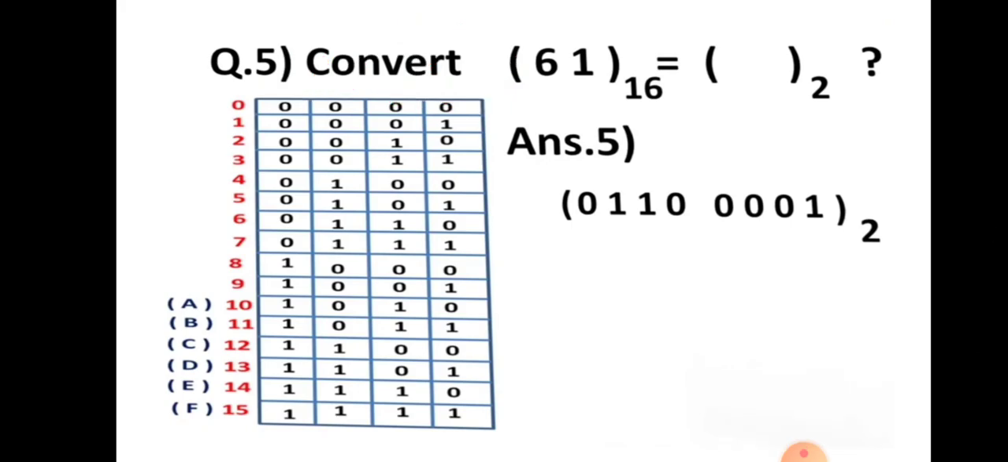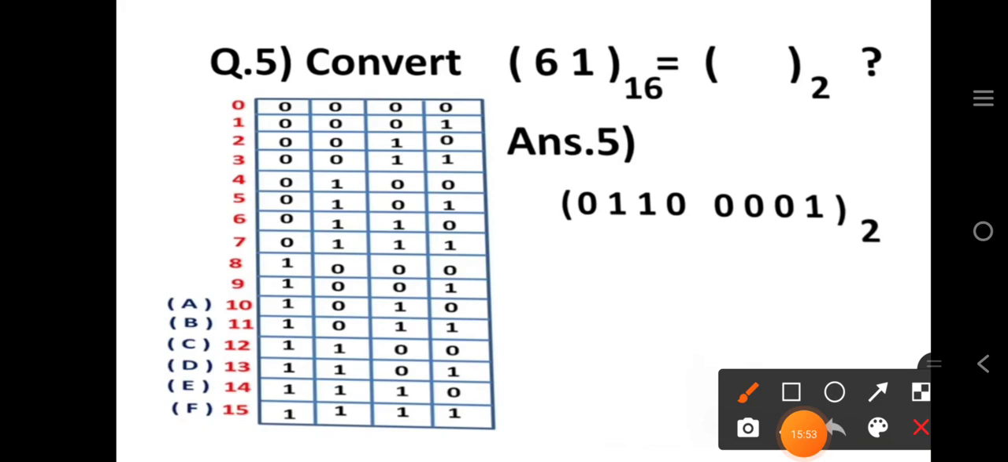Okay, so let's start with the new question. Question number 5. 61 hexadecimal number, we have to convert it into a binary number. Okay, so a very easy technique is there to convert this. First one, which is the first digit, it is 6. So we will find the code for 6. It is 0110 from the table. So this is the code for 6.